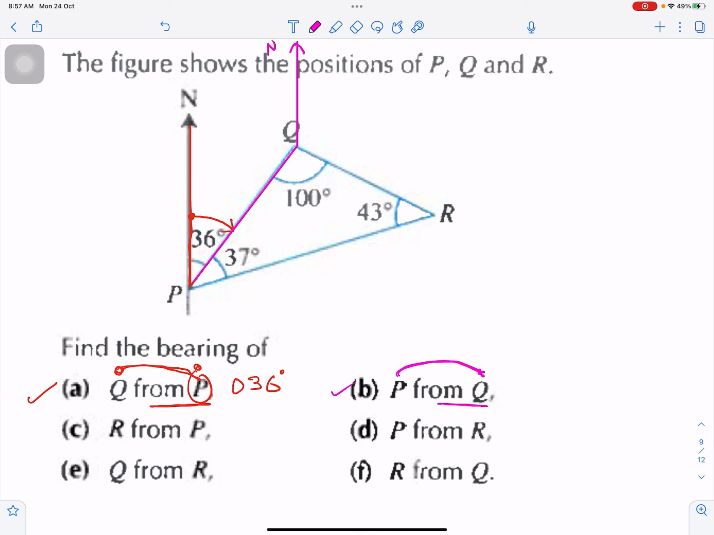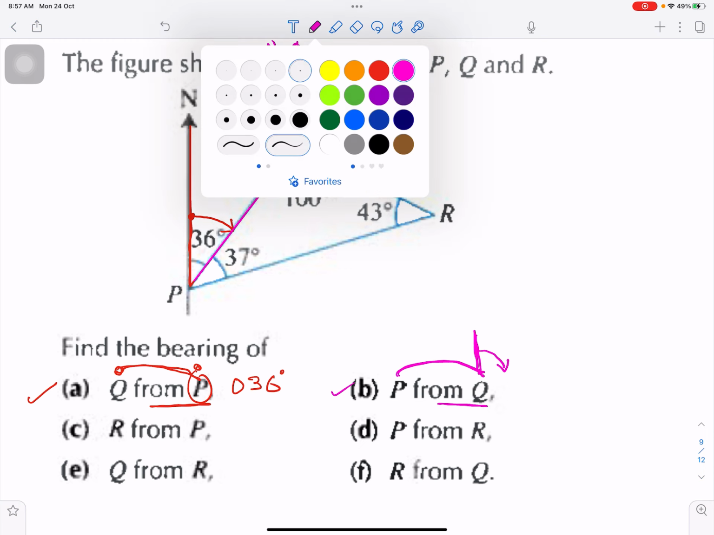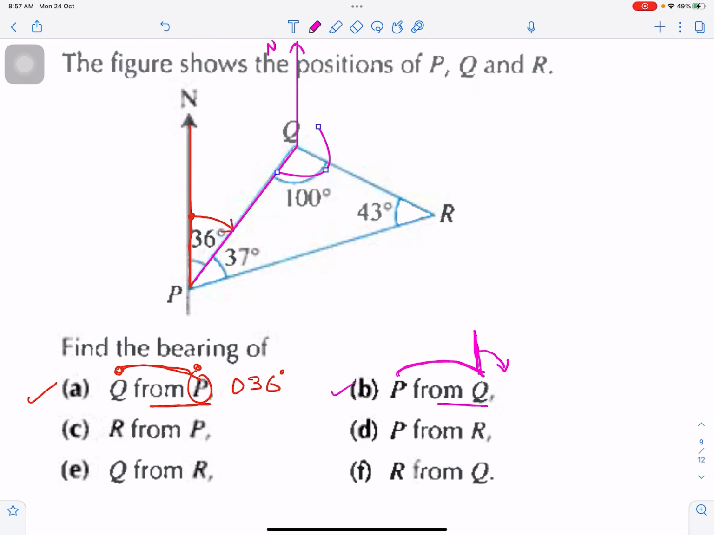So now you will go from the north at Q clockwise till the line which is joining P and Q. So I will go from here all the way till here. So this is my bearing. Why? Because I'm coming clockwise from the north at Q. Okay. Sorry, and this is my answer. Just a minute, let me draw it here. Okay, this one is my answer.